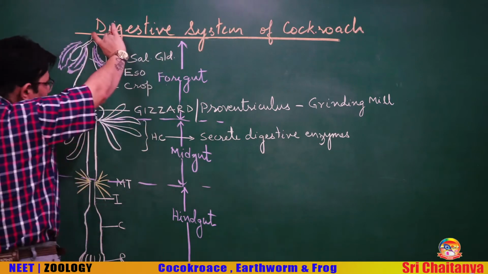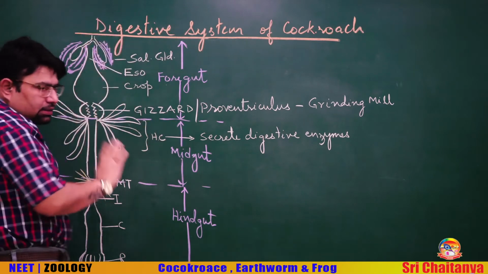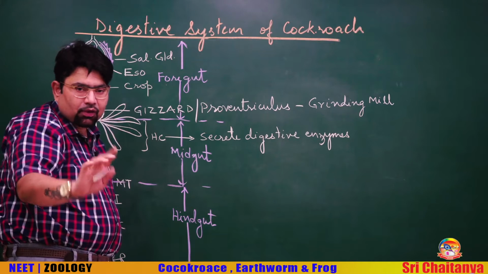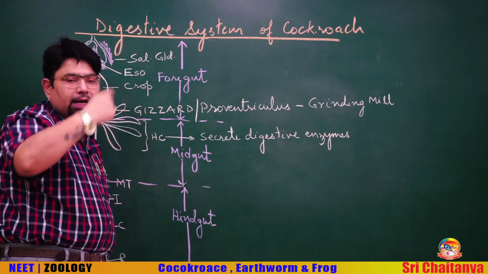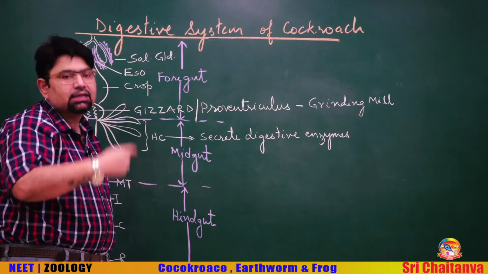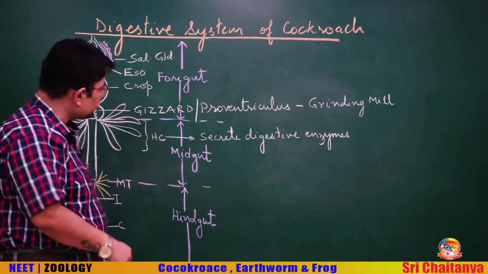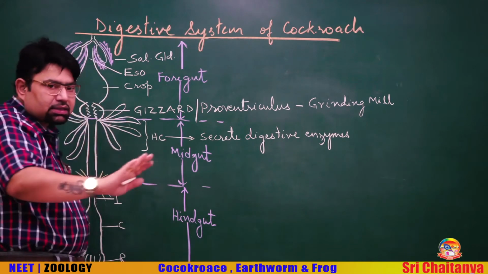From the mouth to the gizzard is the foregut. What structures are there? Mouth leading to hypopharynx, pharynx, esophagus, crop, gizzard. This much is foregut.